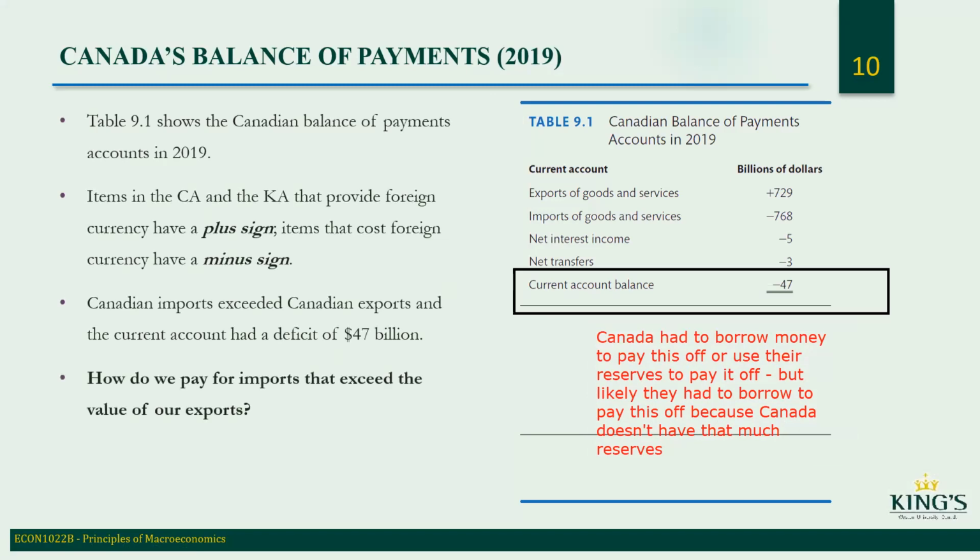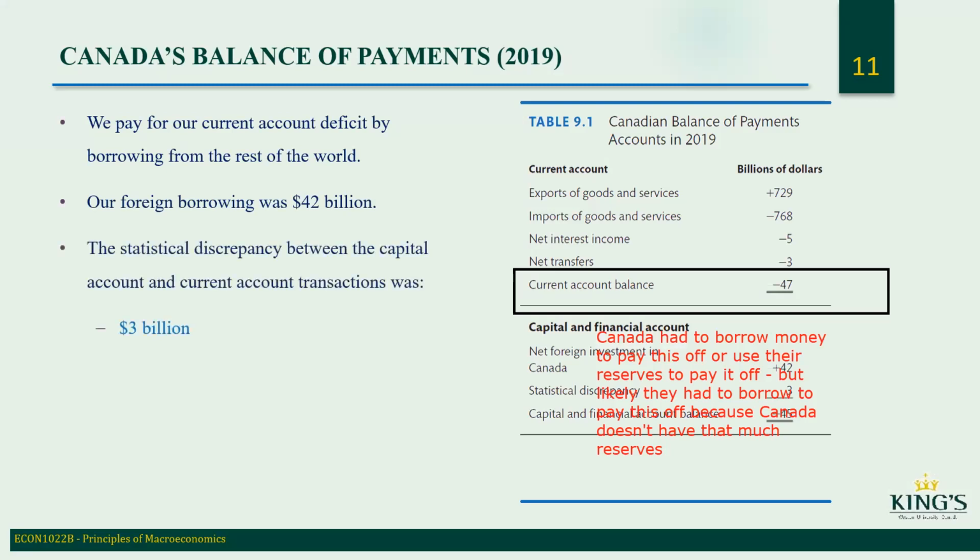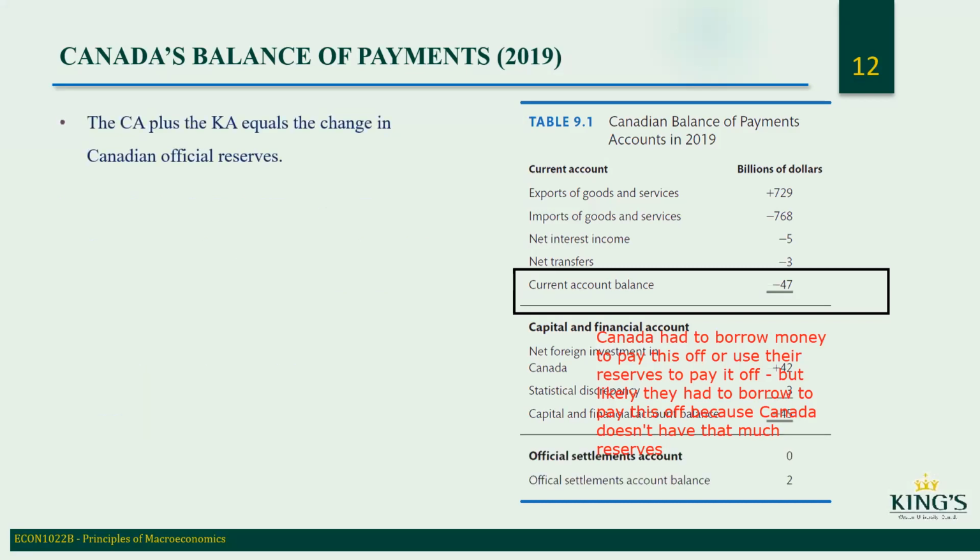And how do we pay for imports that exceed the value of our exports? Borrow money or use reserves. You pay for the current account deficit through borrowing money or using reserves. So we pay our current account deficit by borrowing from the rest of the world. Our foreign borrowing was $42 billion. The statistical discrepancy between the capital account and current account transactions was 3 billion. So the capital account balance was 45 billion.